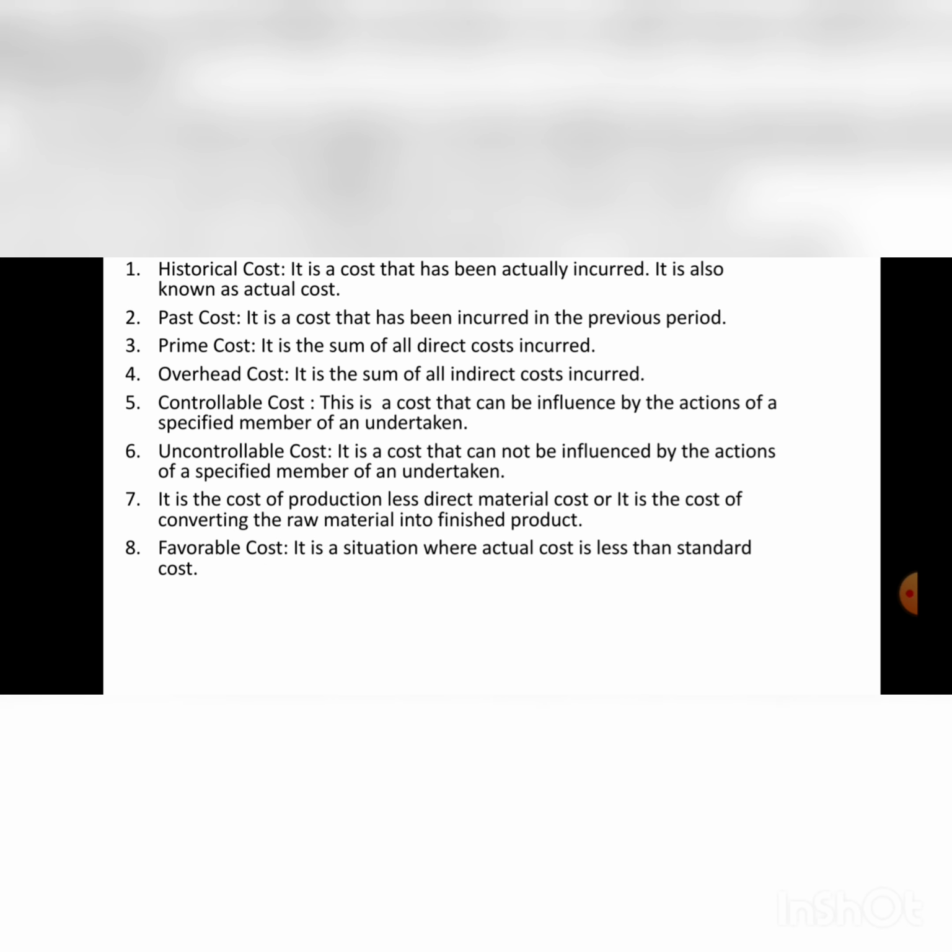Favorable cost. Favorable cost is a situation where actual cost is less than expected cost or standard cost. Unfavorable cost. Unfavorable cost is a situation where actual cost is more than standard cost or expected cost.